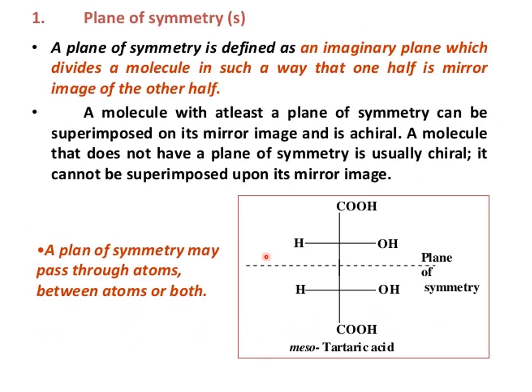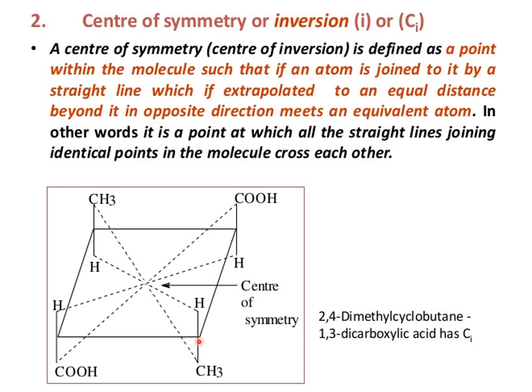So plane of symmetry can divide the molecule into two equal halves. In case of mesotartaric acid, this is the structure of mesotartaric acid. In mesotartaric acid, you have planar symmetry. Due to the availability of planar symmetry, mesotartaric acid is optically inactive.